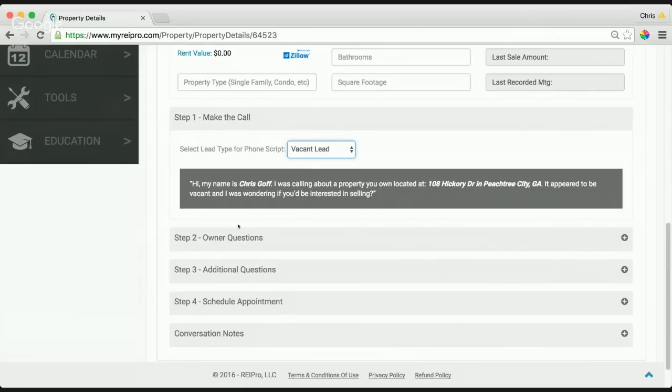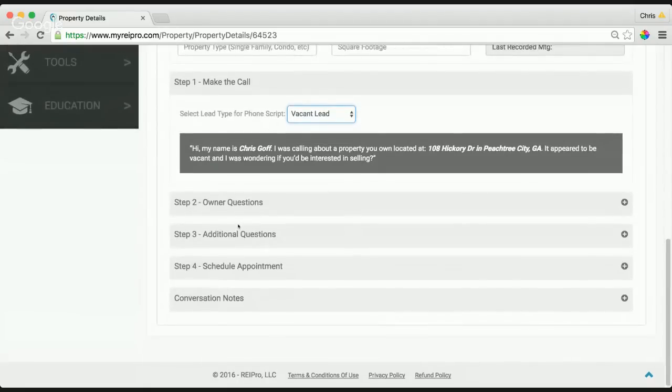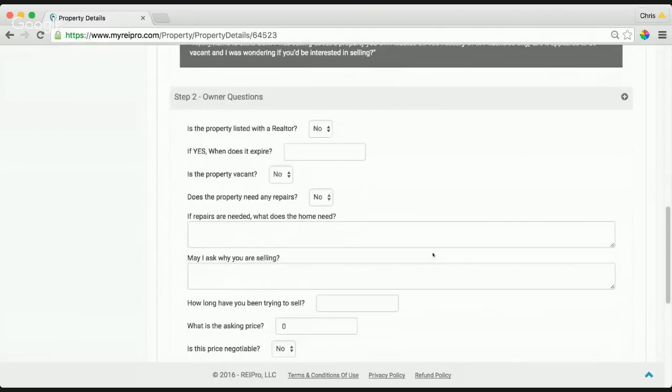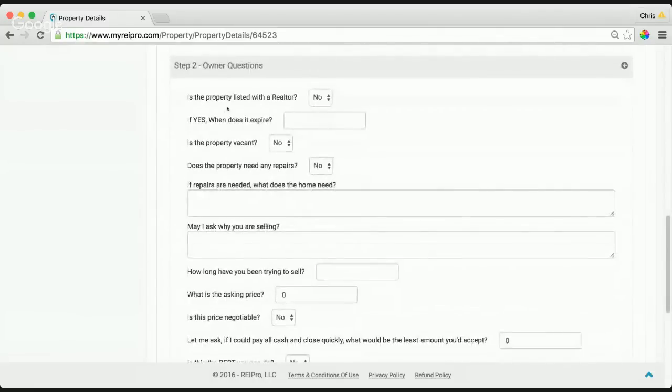Once I ask that question, it's usually a yes or no or a response, or I'm not really sure. I've been kind of thinking about it. Well, could you tell me a little bit about it? So we're going to go into the owner questions. So I'm going to ask these very specific questions. Now, one of the most important questions is this one right here: may I ask why you are selling? This is really going to determine their motivation.